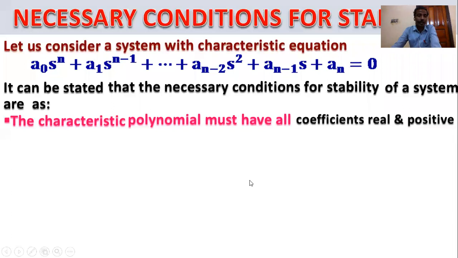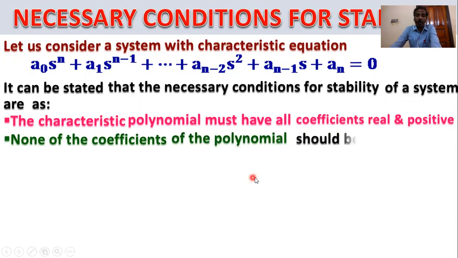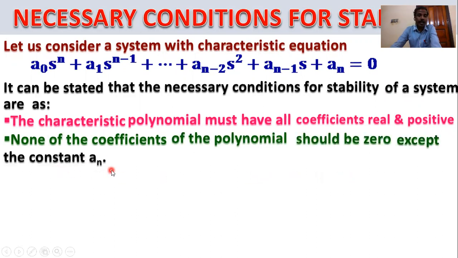Then another point: none of the coefficients of the polynomial should be zero except the constant an. So none of the coefficients of the polynomial should be zero. That means a1 not equals to zero, a2 not equals to zero, an minus 2 not equals to zero, an minus 1 not equals to zero. This is the second condition.